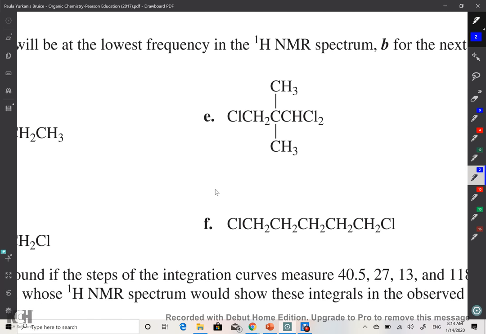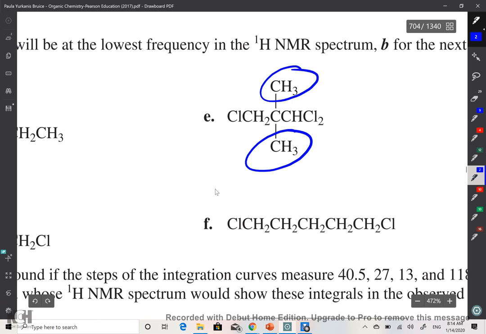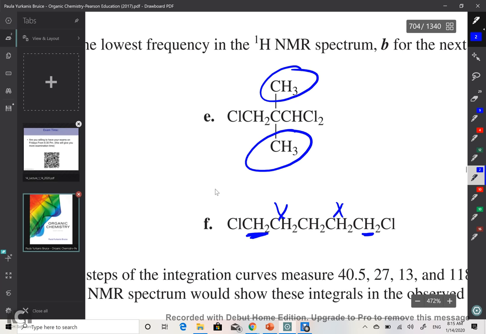What about E? In E, someone says the methyl group. I agree. Those methyl groups will be chemically equivalent. What about F? In F, you can see that this proton here is the same as that proton. Do you see that? This one will be the same as that one. So we'll have a set of two chemically equivalent protons in F. Does that make sense? Okay, you see, that's how easy NMR is.